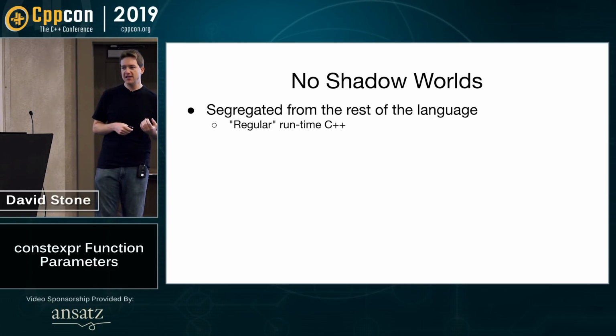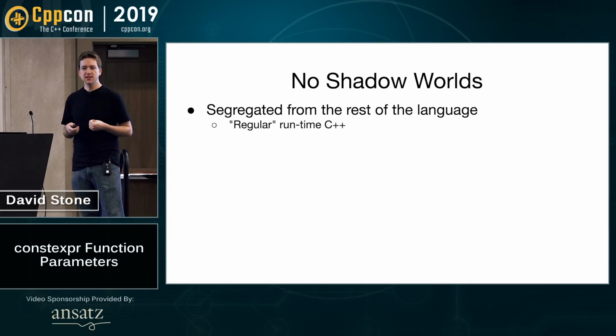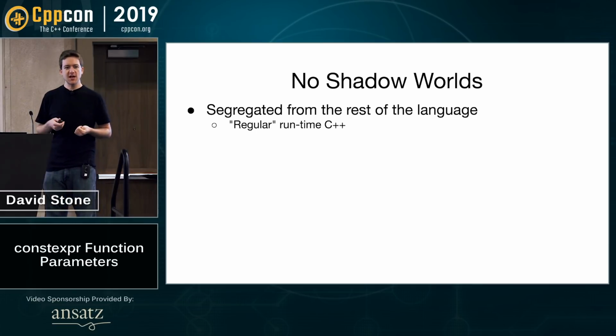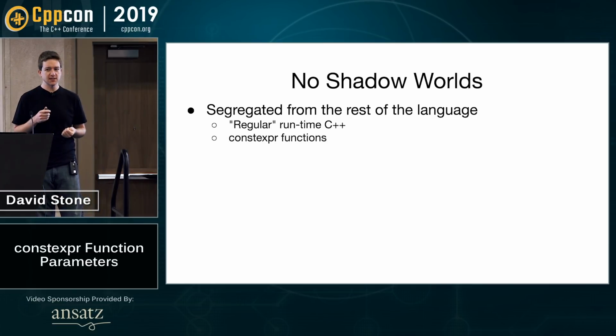C++ has no fewer than 4 general-purpose shadow languages, or programming languages, I should say. There's regular runtime C++, but then there's 3 shadow worlds. There's constexpr C++, templates, and macros.